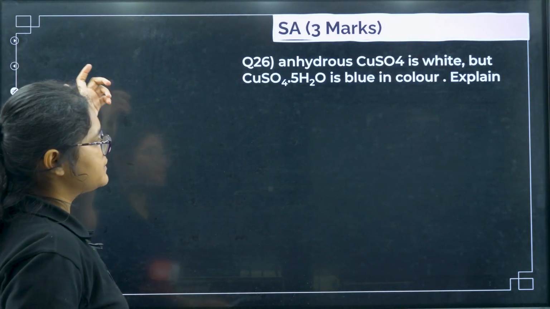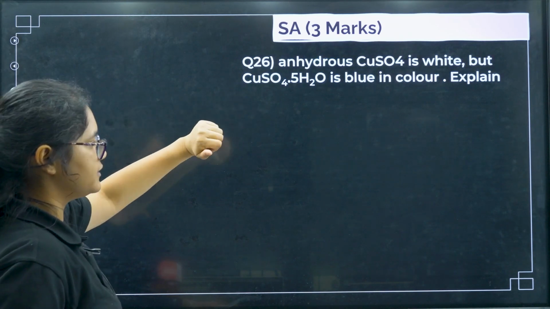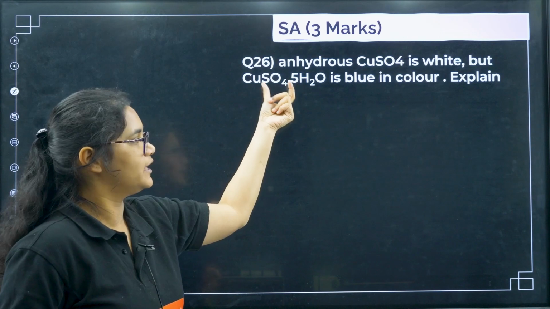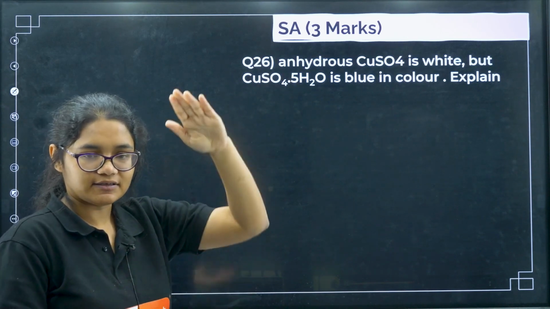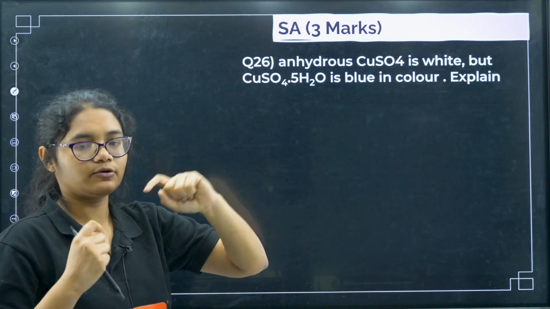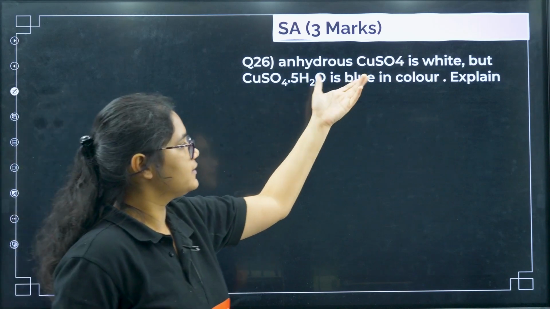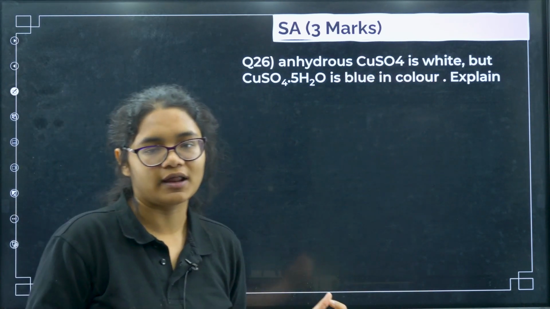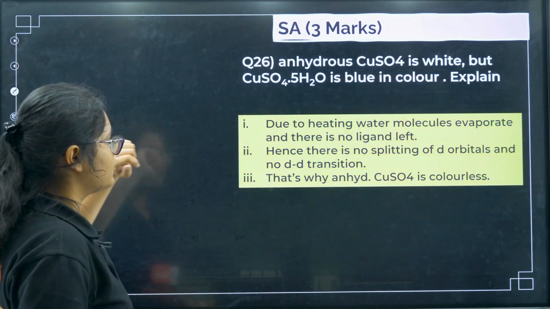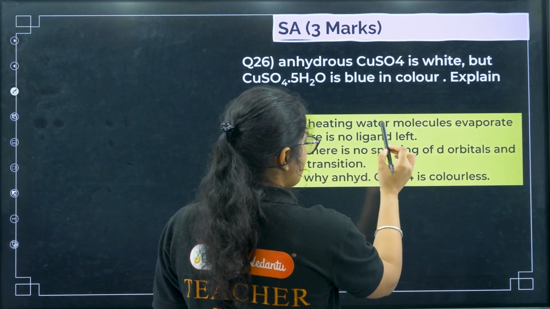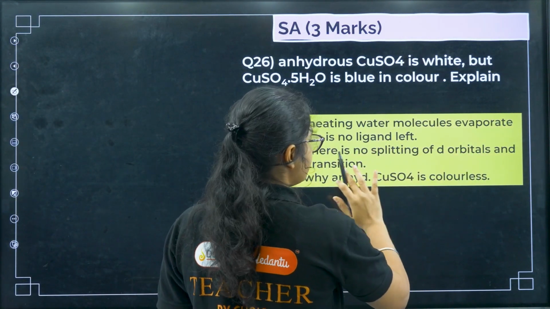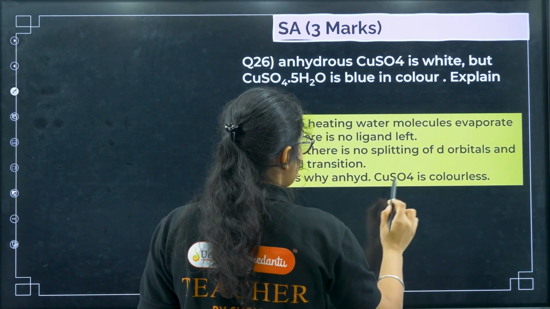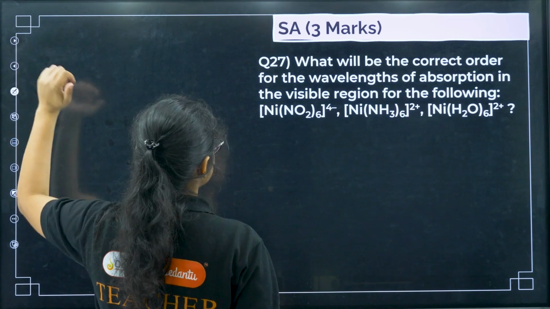Next, anhydrous copper sulfate is white, but copper sulfate dot 5H2O is blue in color. This is also very simple. See, in copper sulfate dot 5H2O there is ligand. When there is ligand, there is d orbital splitting, there are unpaired electrons, there is d-d transition. But here there is no ligand, so no d orbital splitting, no d-d transition, so no color. Very simple here. Due to the heating, water molecules evaporate and there is no ligand left. Hence, there is no splitting of d orbitals and no d-d transition. That's why anhydrous copper sulfate is colorless.